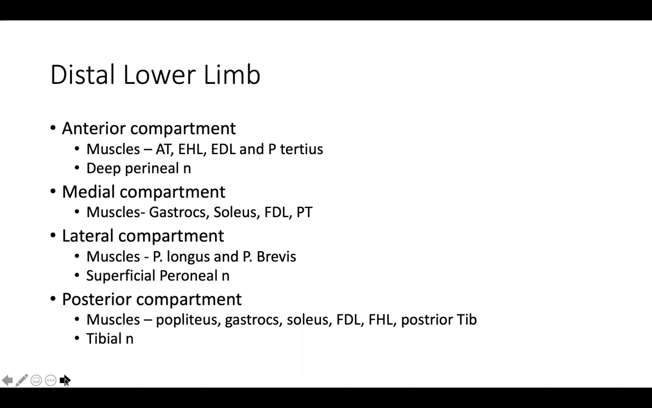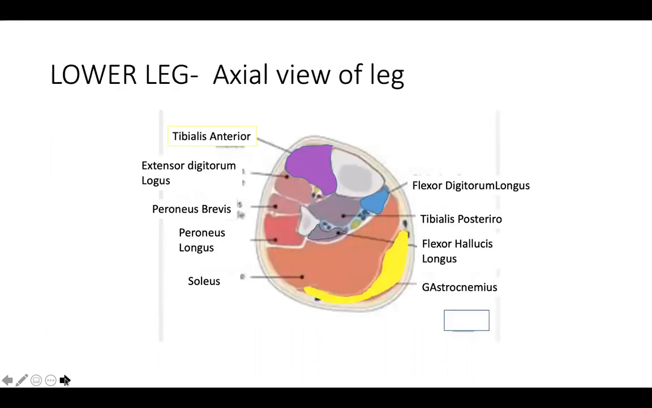And posterior compartment, you can see popliteal muscles, gastrocs, soleus, flexor digitorum longus, flexor hallucis longus, and posterior tibialis, and tibial nerve, and popliteal angle, posterior tibial artery, and fibular artery. So this is just a cartoon for the axial view of the lower limb and distal part.